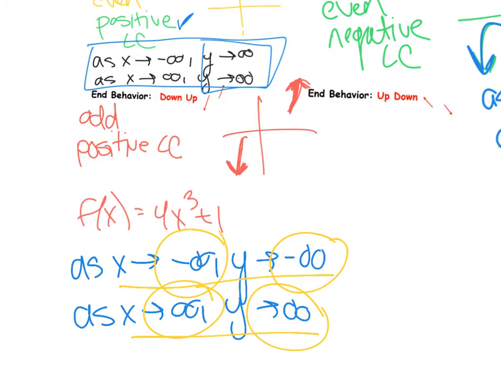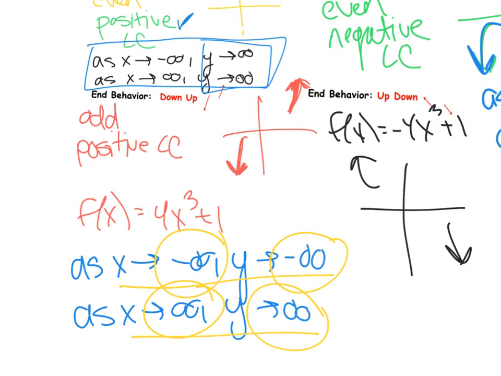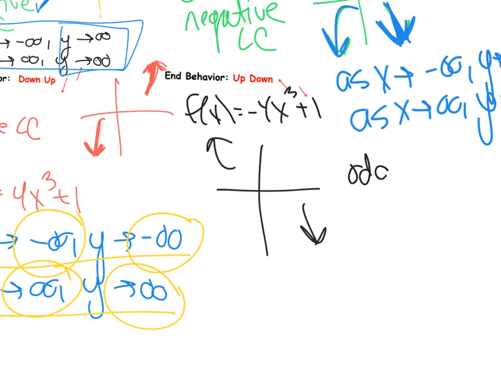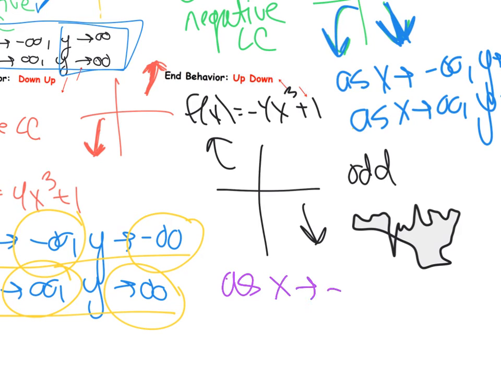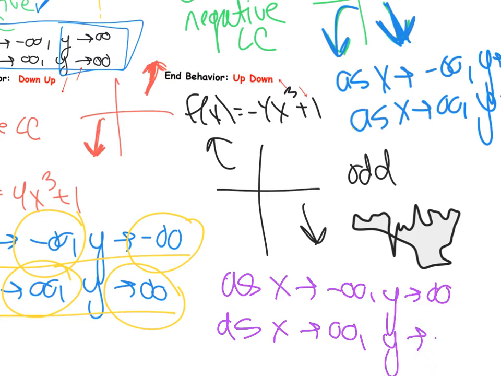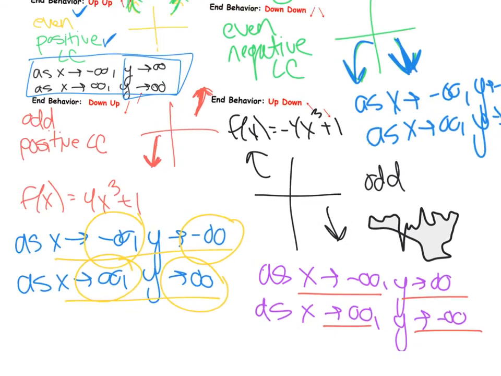So then if it's negative, let's say I make it f of x equals negative 4x cubed plus 1. It's going to flip. That negative flips it, like we talked about. It's that a value that flips it. So they're still opposite directions, because this is odd. And it's a negative leading coefficient. So as x goes to negative infinity, y goes to positive infinity, and as x goes to positive infinity, y goes to negative infinity. And if you notice, these now are opposite.